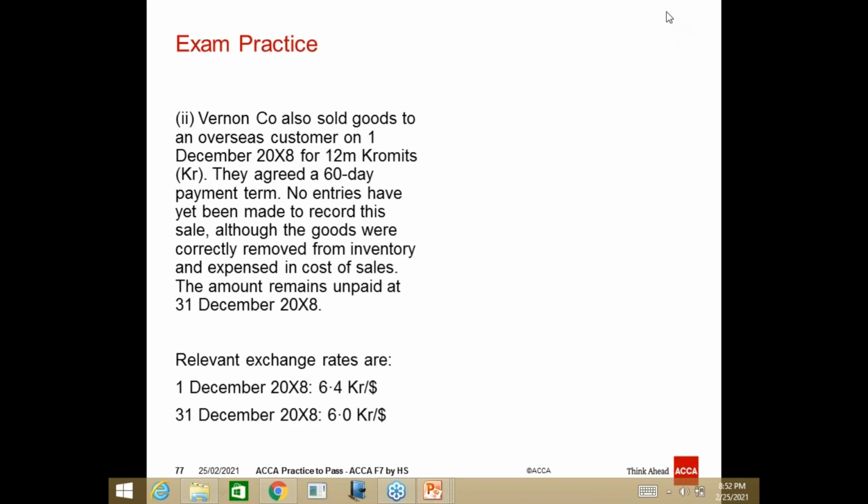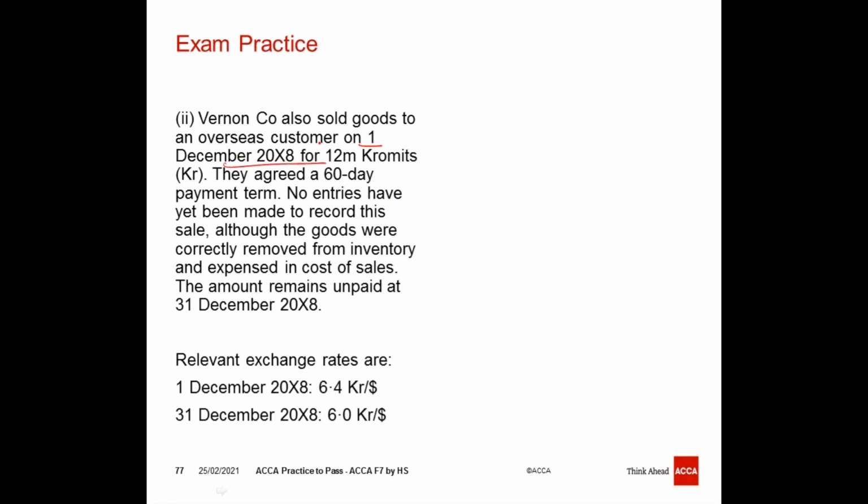Now, MNN also sold goods to an overseas customer on 1st December for 12 million chromets, and $1 is equal to 6.4 chromet. That is again a very big challenge for most of the students in the examination, whether we need to multiply or divide this rate. It's very easy to understand: you should know which currency is stronger. Here $1 is equal to 6.4 chromet, meaning the dollar is a strong currency and chromet is a weak currency.